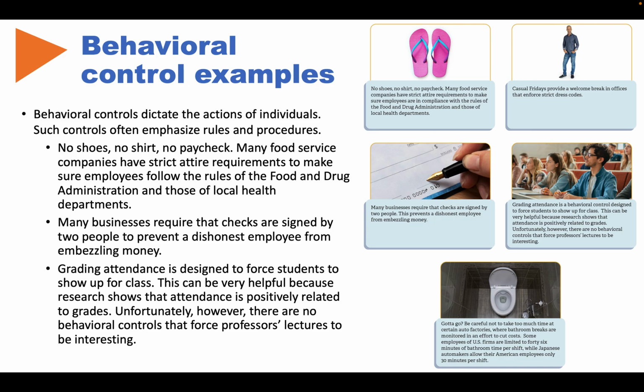Another one would be that if you're signing checks within the organization so that money is being paid out, you need at least 2 different people signing the check to make sure that we do not have dishonest employees trying to steal or embezzle money. That's the second example. The third behavioral control example would be in a classroom setting where we have grading. And so if you're requiring students to come to class and they get a grade attached to coming to class, that is one type of behavioral control.